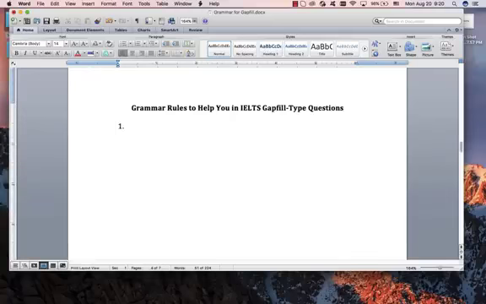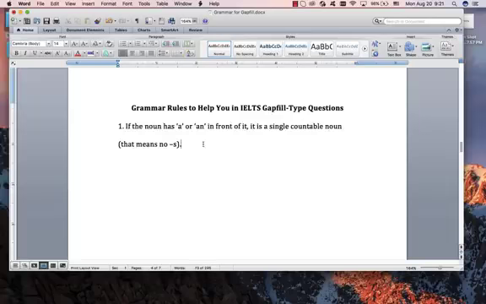The first rule is very simple. It's just about the articles. You want to look in front of the noun, and if there is a or an there, then you know that it's a single countable noun and that has no S. That's probably the easiest one of all of these, but it does really help you. If you see that, you should be quite happy.